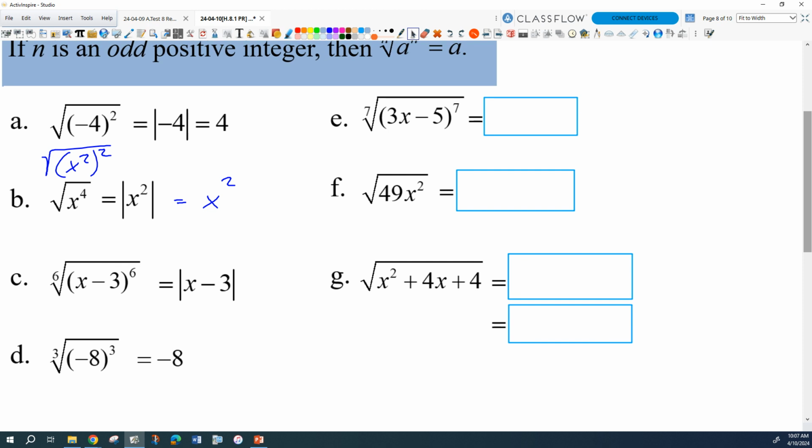How about that one? Do I need them? No. And effectively, what's going on here? Effectively, the 7th root is canceling the 7th power, right? And I just get 3x minus 7. Okay. How about this one? Square root of 49, 7. Square root of x squared, absolute value of x.